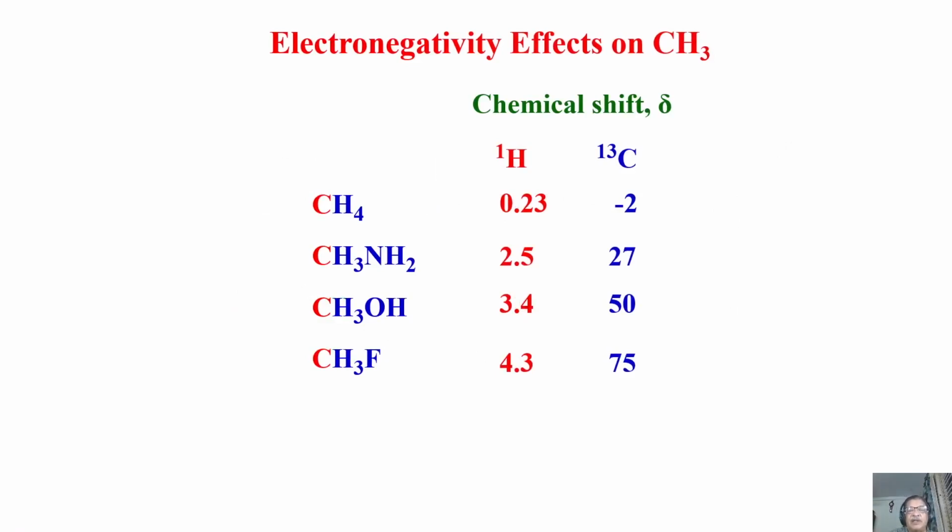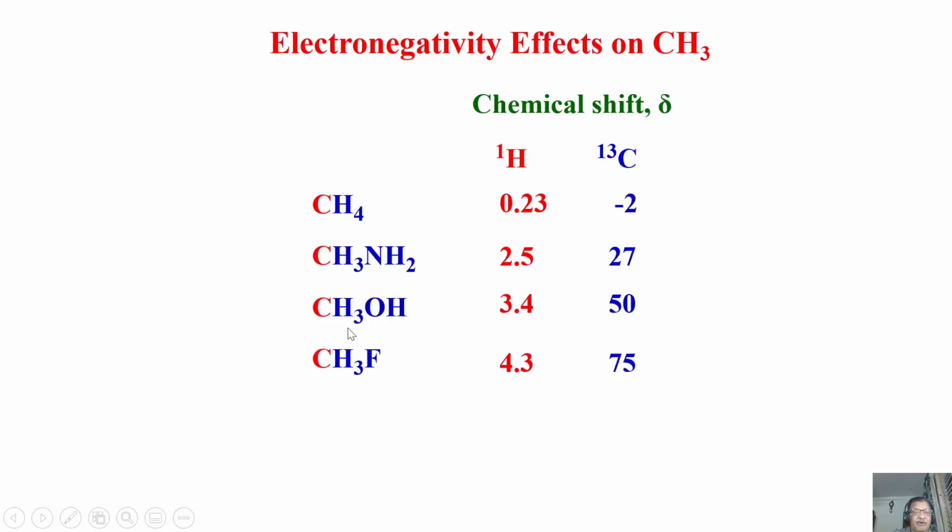Electronegativity effects in the carbon can also be seen, especially for the CH3 group. I took an example. If I have CH4, in the case of proton we saw it is highly shielded, 0.23 ppm. Now carbon in CH4 is also highly shielded. It goes beyond TMS, minus 2 ppm. Similarly, if one proton is replaced by NH2, then the CH3 proton comes to 2.5, whereas carbon-13 goes to 27 ppm.